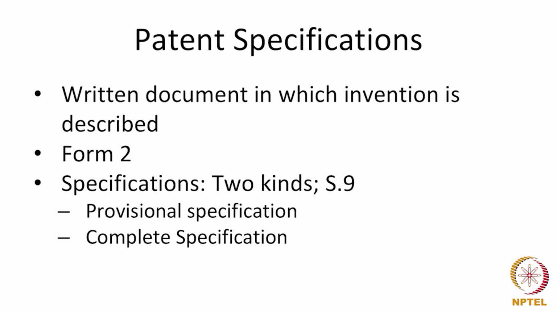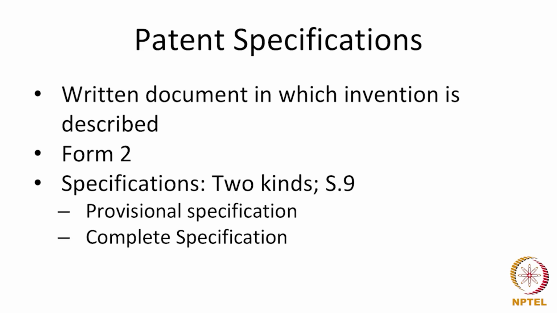Under the various forms that have to be filed for getting a patent, Form 1 is the form that is used for filing the patent application itself, where you have details about inventors, about the applicant, about the filing requirements, the capacity in which the applicant is filing, so on and so forth.